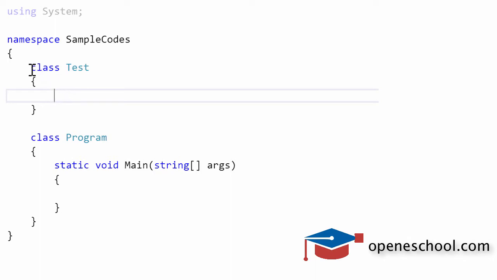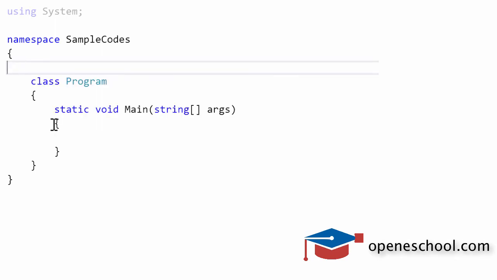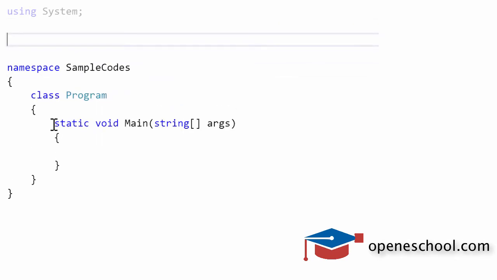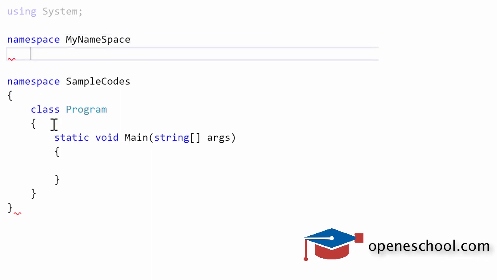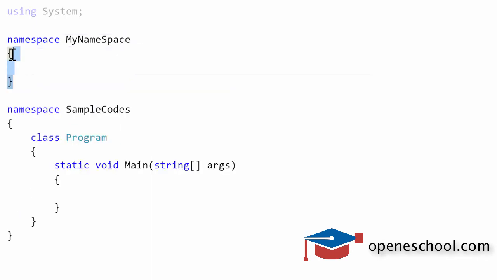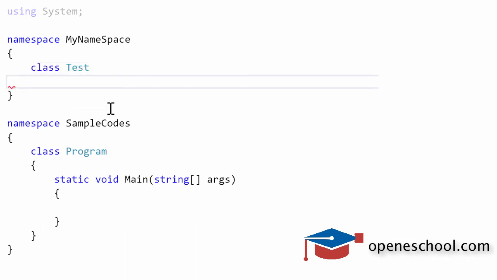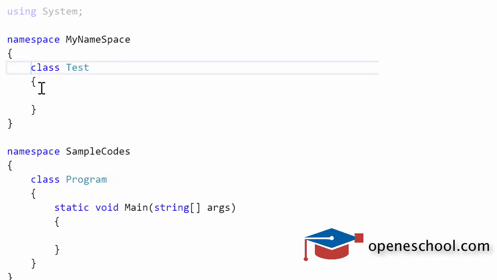If you don't want to create this class in this namespace and you want to create it in some other namespace, what we can do is create a new namespace. So we'll say namespace my namespace. With this we have created a new namespace, and now inside this namespace we have created a class by the name test. You can notice that it's very simple to create a namespace and to create a class using C Sharp.